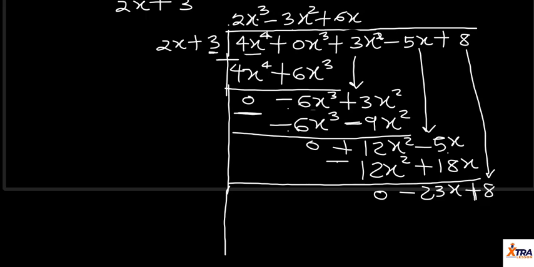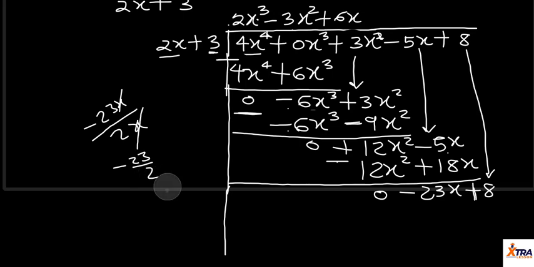And then we can divide. So now that we have this, we say 2x in minus 23x. That's minus 23x divided by 2x. Here we can see x cancels x. We are left with minus 23 over 2.